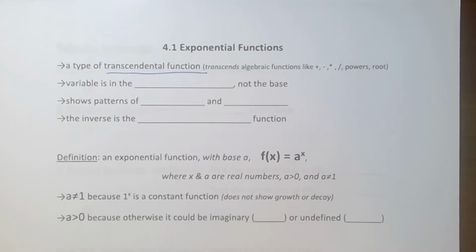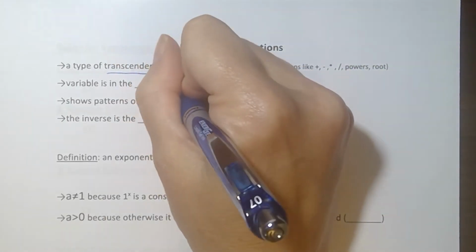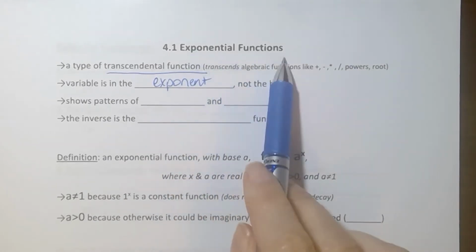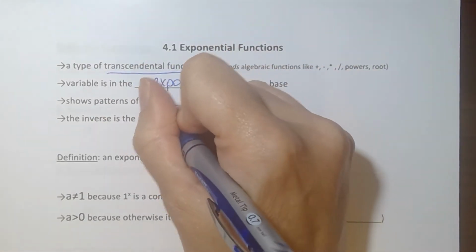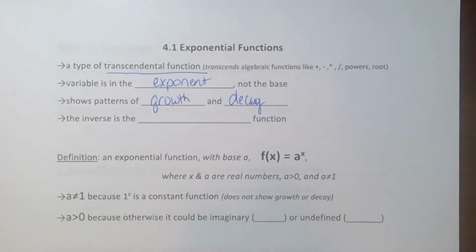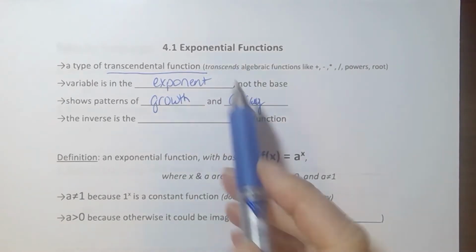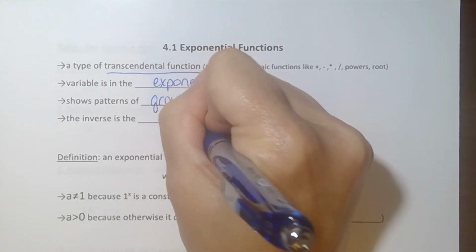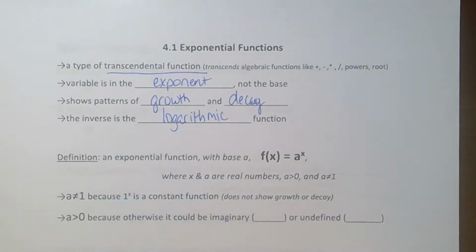With transcendental functions, now our variable is in the exponent of the function, not the base. And transcendental functions, specifically exponential functions, show patterns of growth and decay. So you have an exponential increase or an exponential decrease. The inverse of my exponential function is a logarithmic function. In fact, we define logarithms as: the answer to the logarithm is the exponent that causes a value to occur.